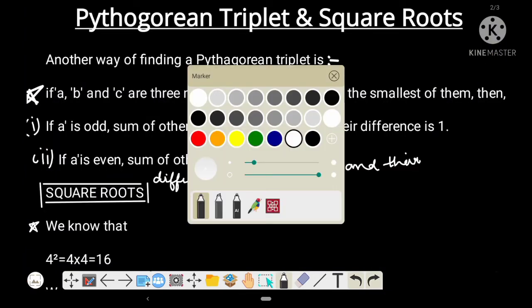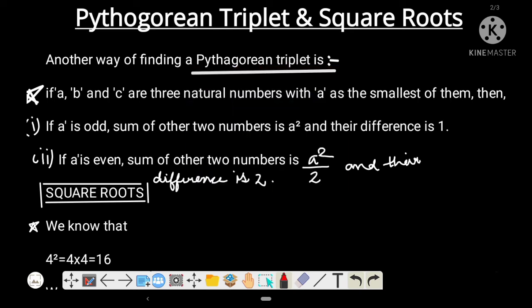So, Pythagorean triplet and square roots. First we will discuss another way of finding a Pythagorean triplet. Yesterday, when we were dealing with worksheet 1 second part, we said that a square plus b square equals c square is one of the ways to find a Pythagorean triplet. In this video we will learn another way of finding a Pythagorean triplet.